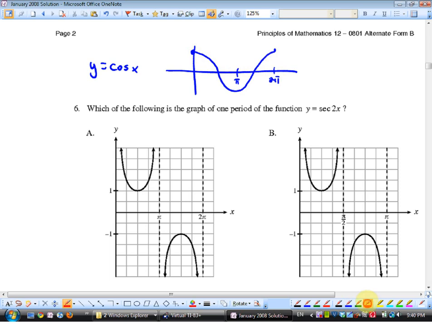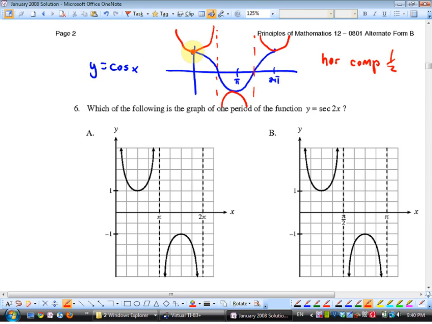So secant would be the reciprocal. It would have an asymptote there, have an asymptote there. It would touch 1 high. It would touch negative 1 high. I'm doing a real quick rough sketch here. If secant is the reciprocal, this is secant of 2x. So this is undergoing a horizontal compression by a half.